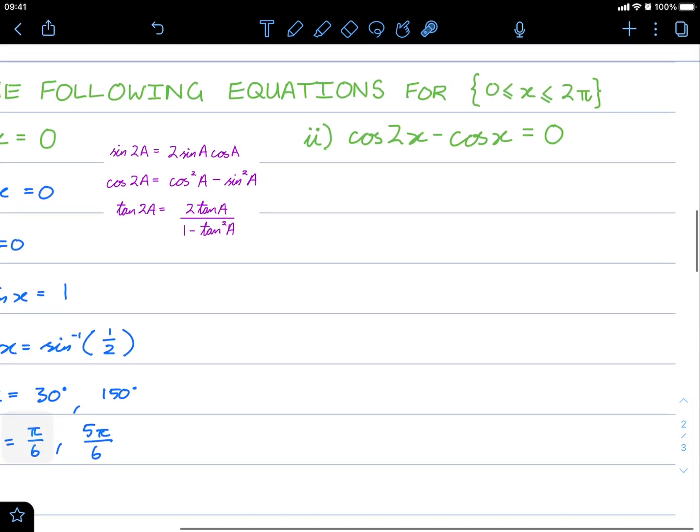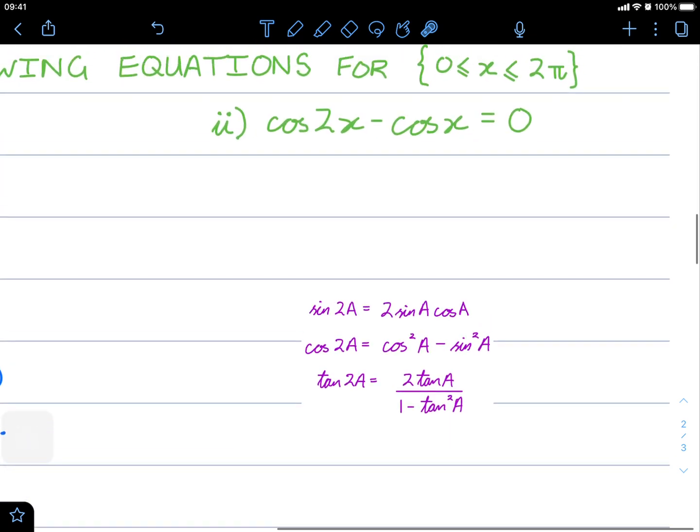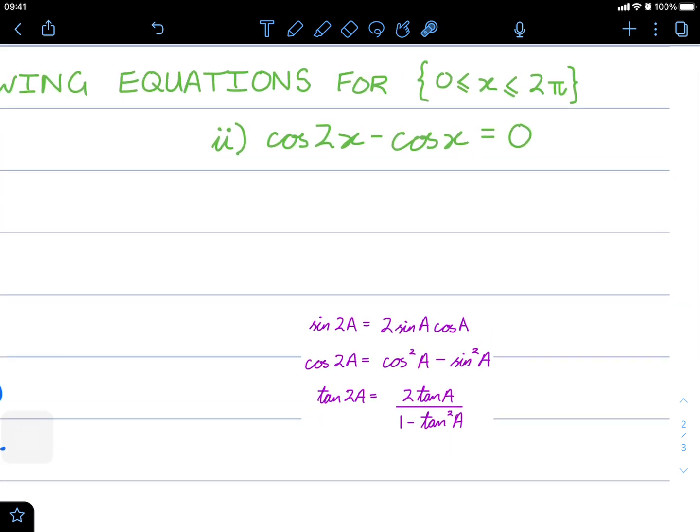You can go ahead and pause the video and try this yourself. As you can see, we're going to be needing to use cosine 2a. So we have the value of a here being x. Using this identity, hope you can see it's not too difficult. We should be getting cos squared x minus sine squared x minus cos x is equal to 0.